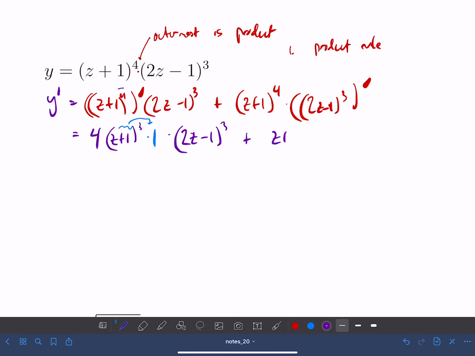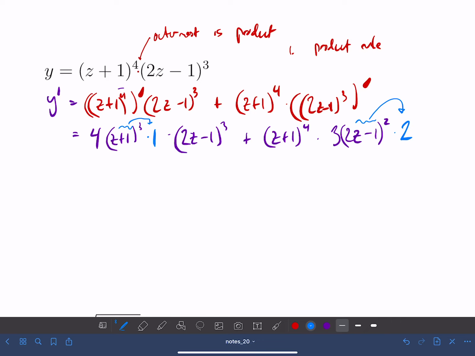Plus (z plus 1) to the 4th, unchanged. And now we've got to take the derivative of this next part. And the outermost thing is to the 3rd. And so I'm going to have 3 times (2z minus 1) squared. And now I've got to chain out the derivative of the inside, times 2.